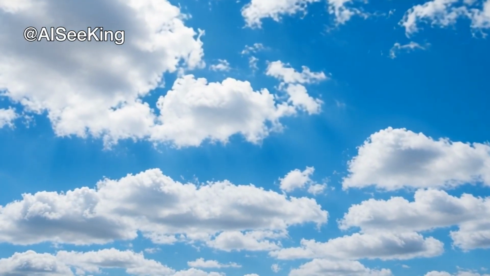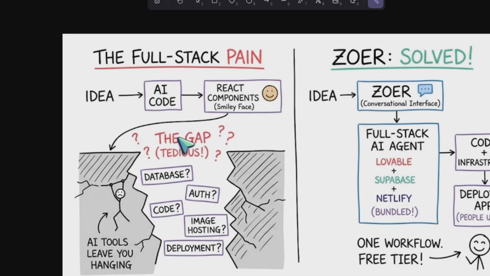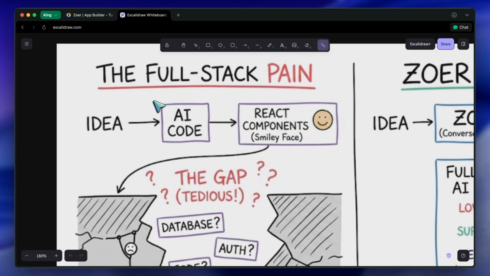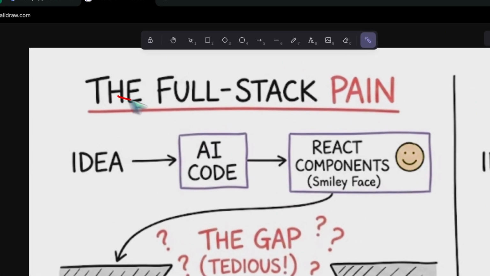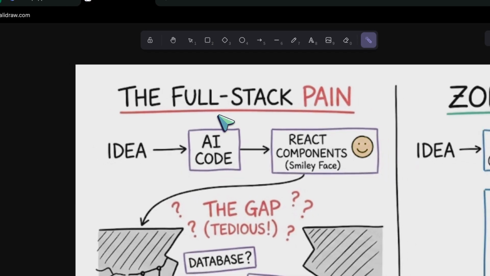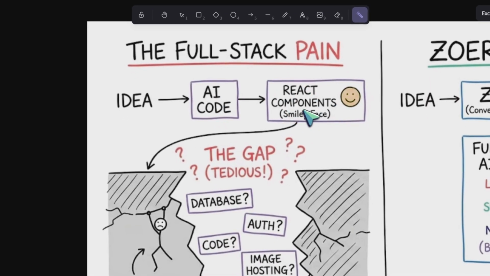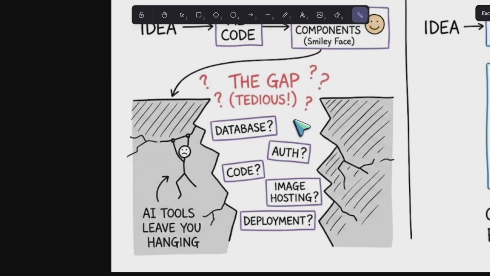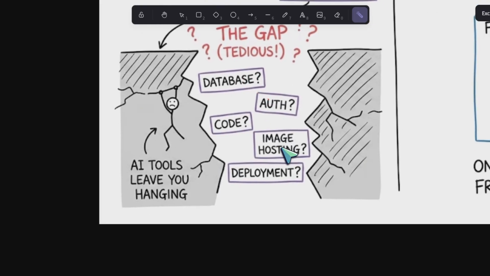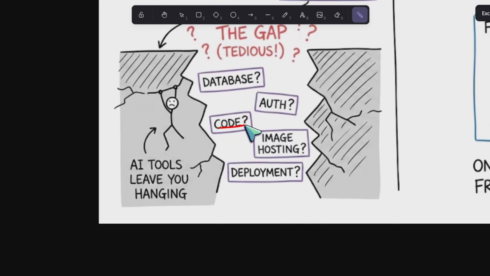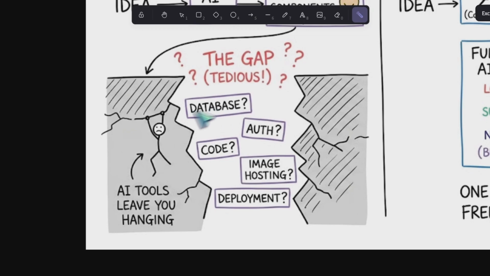Welcome to another video. So, setting up a full-stack backend is a massive pain. You know how it goes. You get a great idea for an app, you prompt an AI to write the code, and it gives you some beautiful React components. But then you realize you still need a database. You need authentication. You need to figure out where to host the images and how to actually deploy the thing so other people can use it.